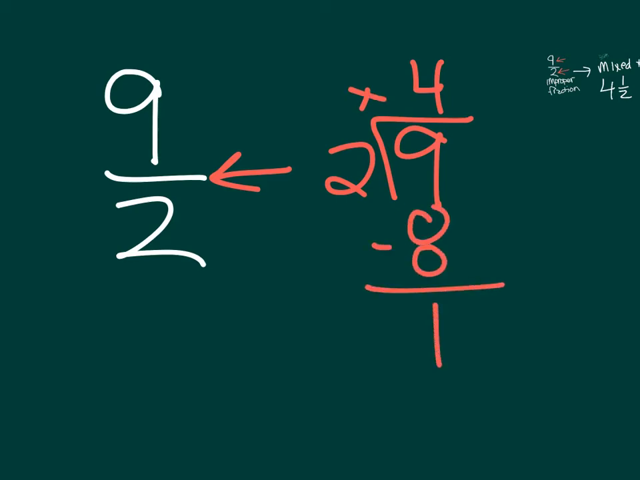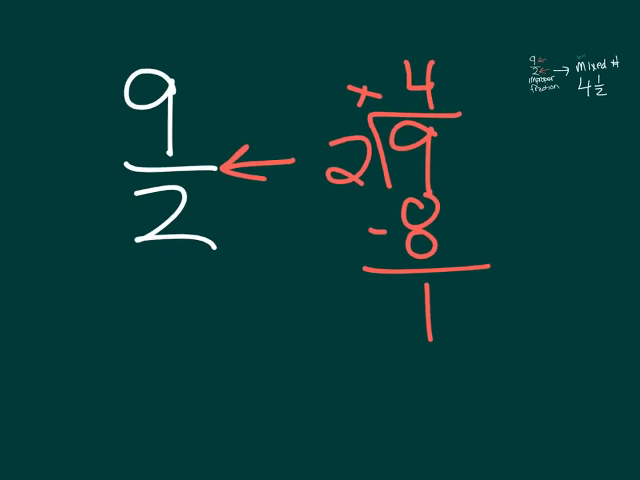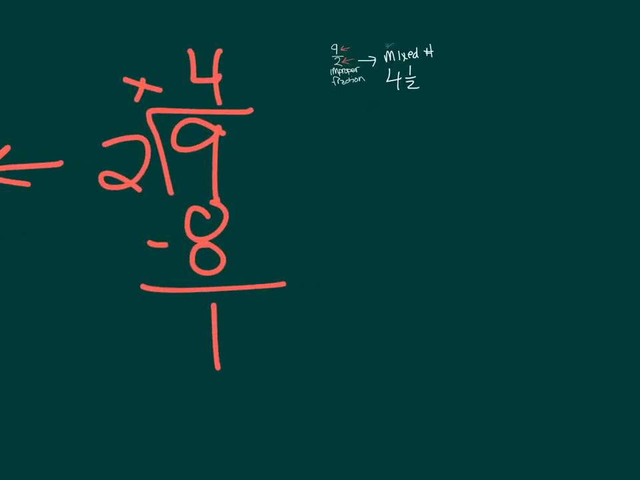Now, we've essentially got everything we need here for our mixed number. Remember the 4 and 1 half? Well, the numbers are here. So we just have to realize where those numbers go. If we look at the 4 on top, that's our whole number. We were able to fit 4 groups of 2 in there. So that's our whole number, 4.